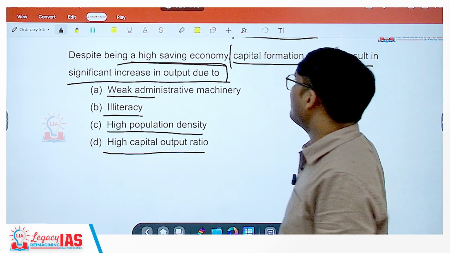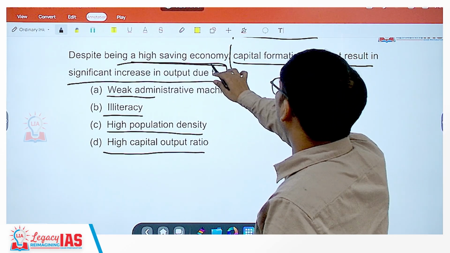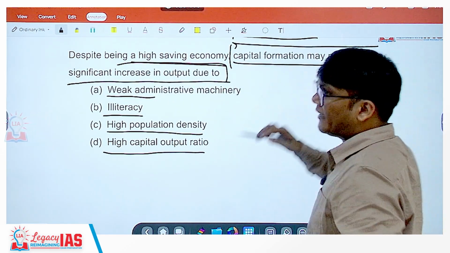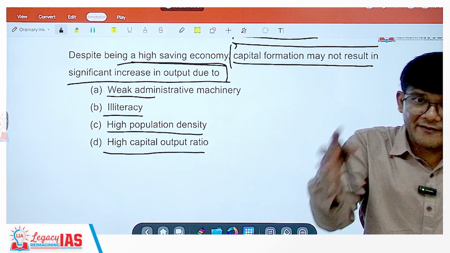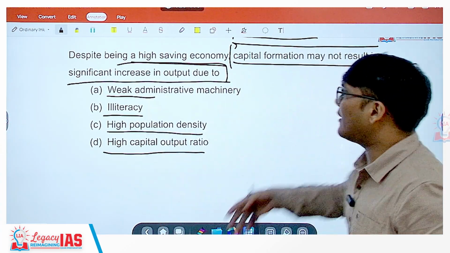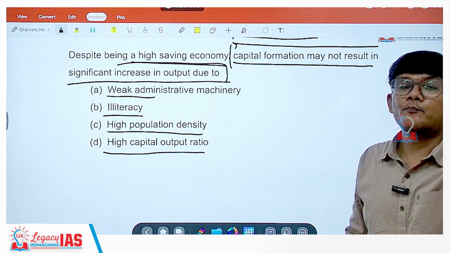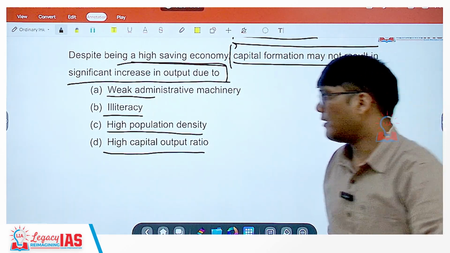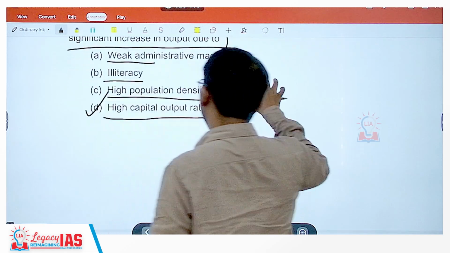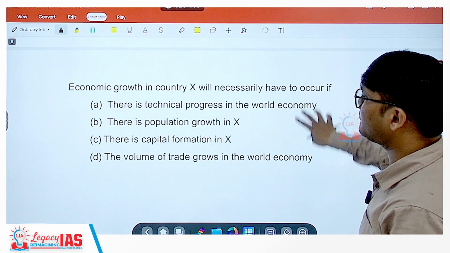That is why, despite being a high saving economy, that means you're saving a lot of capital, that is not leading to a significant increase in output. Why? Because your capital output ratio is high, right? So the correct answer would be high capital output ratio.